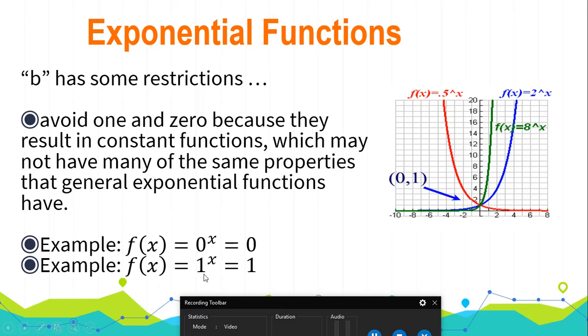The same thing happens when you use 1 as a base. 1 to any power, regardless of what x is, will always be 1. So your equation is really y equals 1. And again, that's a constant function that's not growing or decaying.